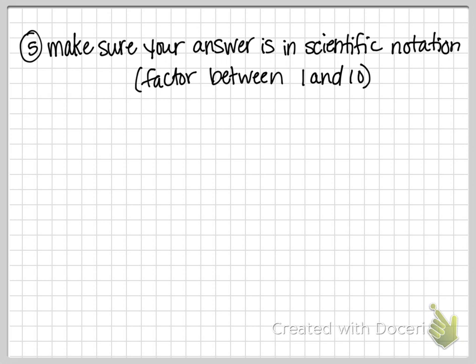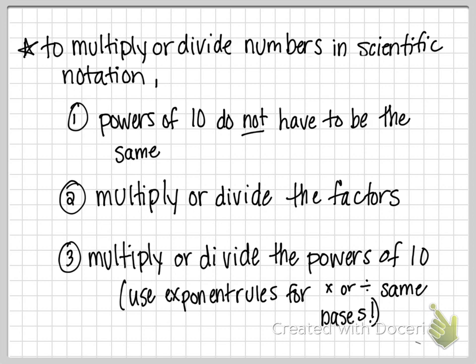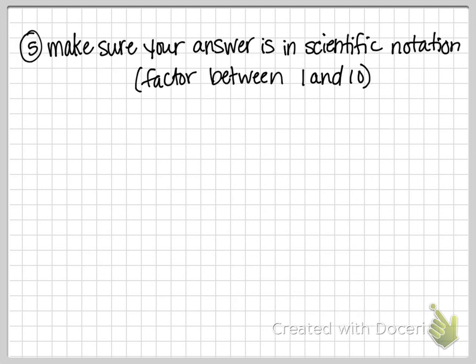Okay, and then of course this is the same as last time. Always make sure your final answer is in scientific notation. So when you do your division or multiplication and you get a number in front, remember it has to be between 1 and 10. Okay? Did I skip 4? Yep. Just it's an imaginary step. Let's make that 4. Step 4, make sure your answer is in scientific notation.